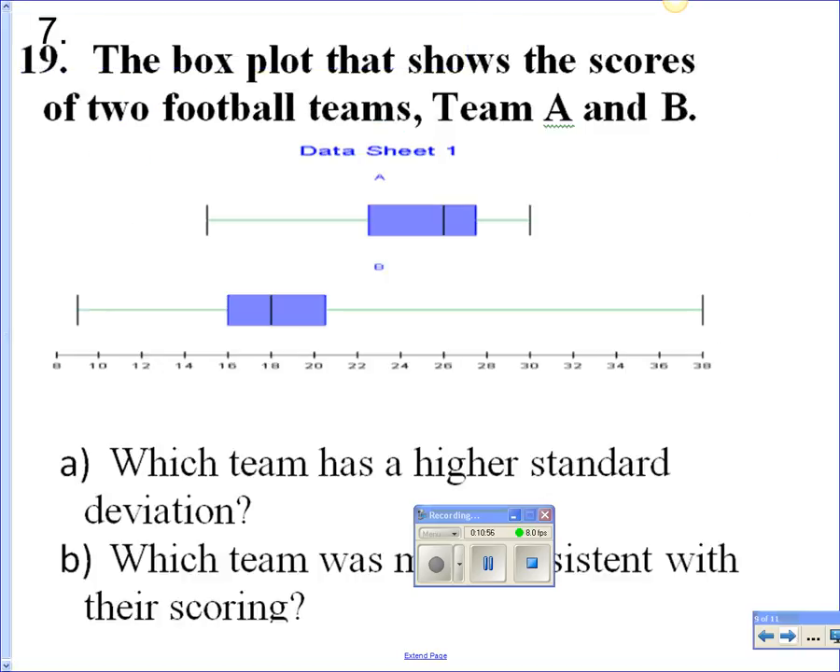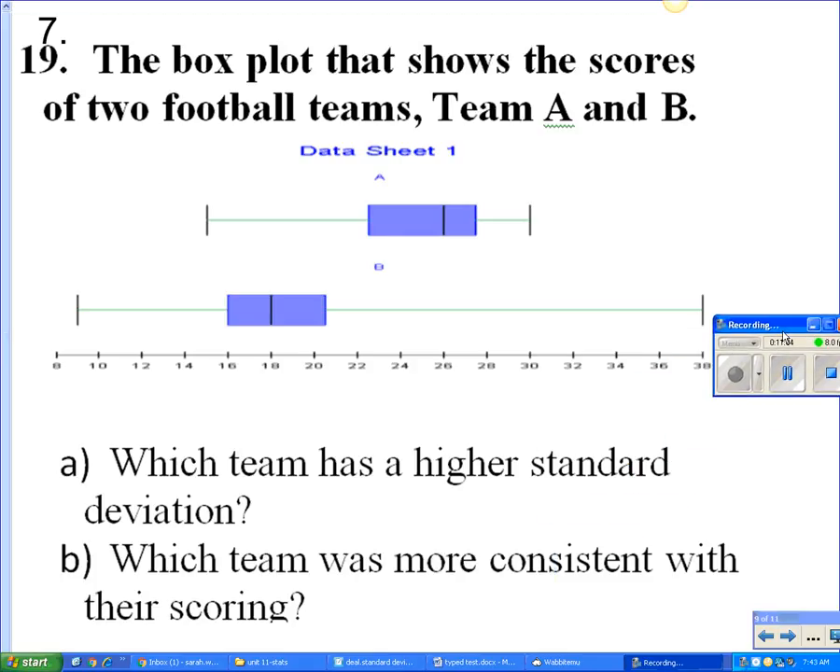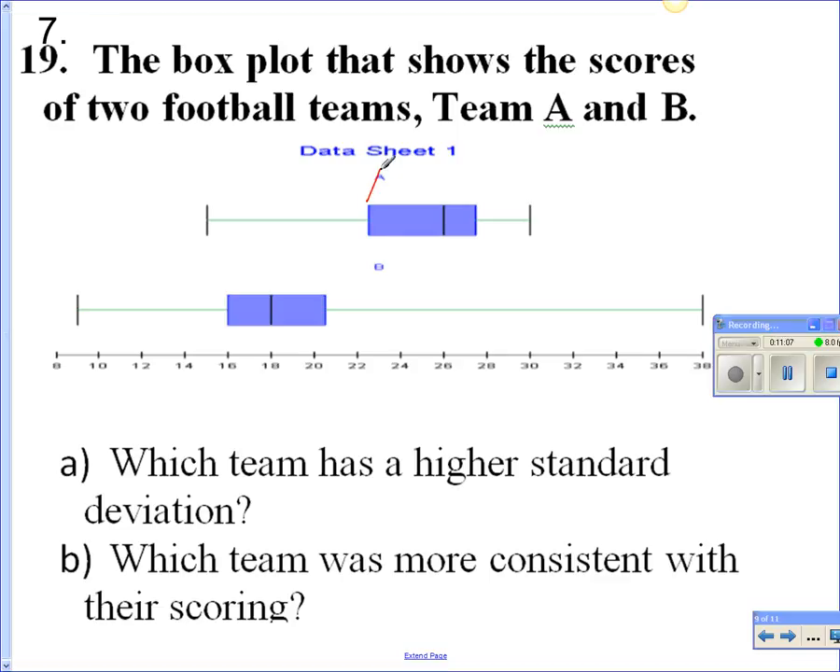All right, number 7, the box plot shows the scores of 2 football teams, Team A and Team B. Okay, so I know it's small, but this is Team A and this is Team B. Which team has the higher standard deviation? Well, what's another word that means standard deviation? Spread. So which one has the bigger spread? Which one's more spread out? That would be Team B.